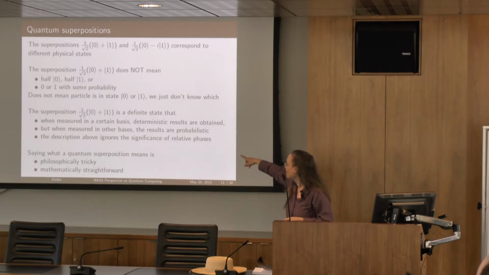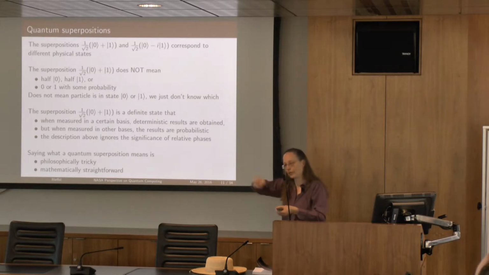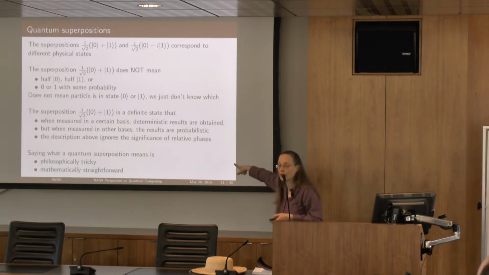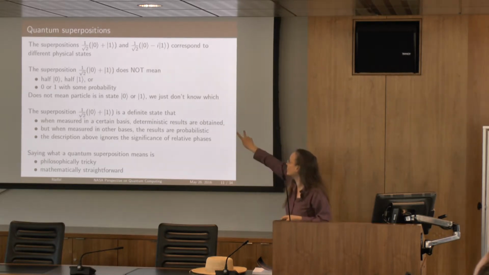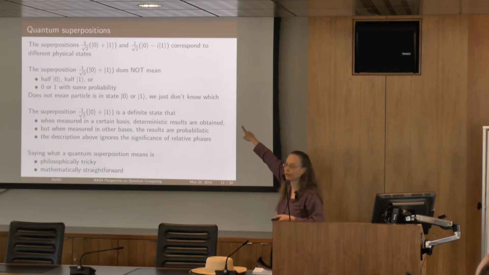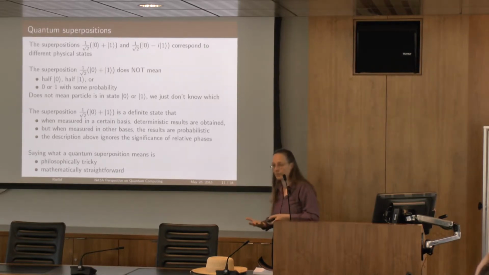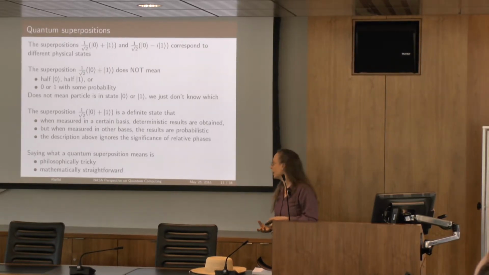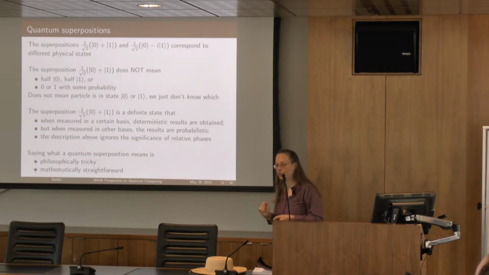So the superposition is a state that, when measured in certain bases, for example, the 45-degree angle polarization, will always get through a 45-degree filter. Okay? But in other cases, the results will be probabilistic. And the difference between the +1 and the -1 is a difference in relative phase, which turns out to be quite important here. The result of this is that it's philosophically tricky to say what a quantum superposition means.